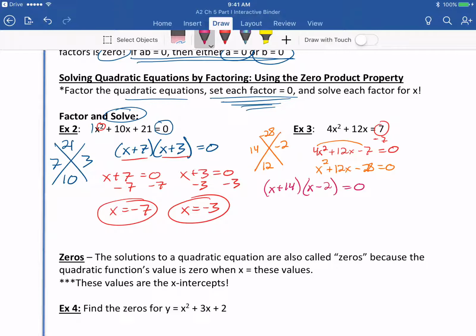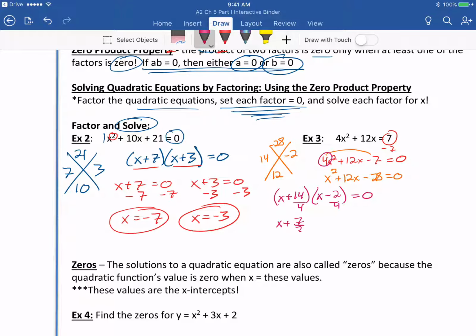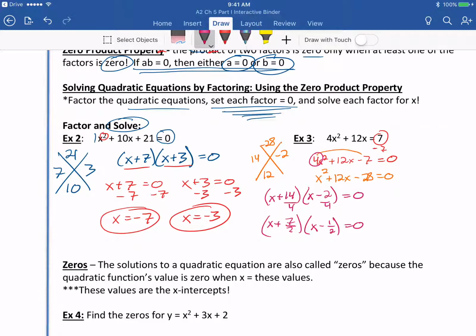Okay, but I remember I have to divide each of them by my original a value, 4 and 4. 14 over 4 simplifies to x plus 7 over 2. And this turns into x minus 1/2 equals 0. So now I have these two. If I move my 2's out in front here, I have 2x plus 7 and I have 2x minus 1 equals 0.